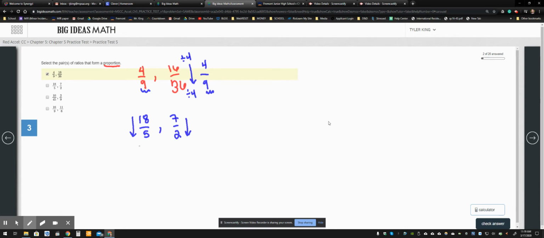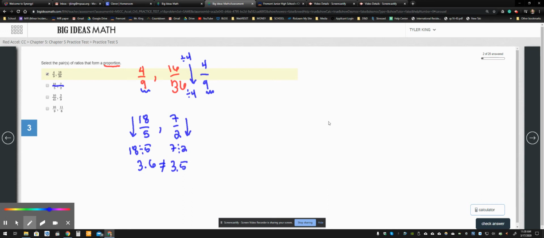We can also check to see whether or not they are equal to each other. So we can do our division and say 18 divided by 5 is going to be equal to 3.6, whereas over here, 7 divided by 2 is going to be equal to 3.5. And because these two things are not equal to each other, they are not going to be proportional. So the second one is not going to be one of our options.